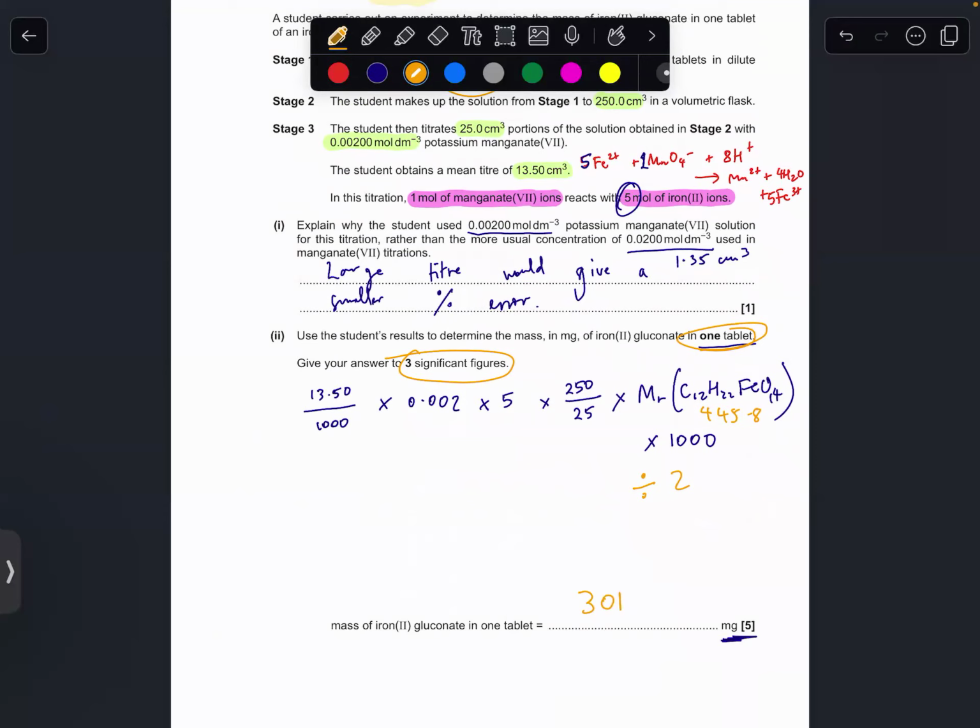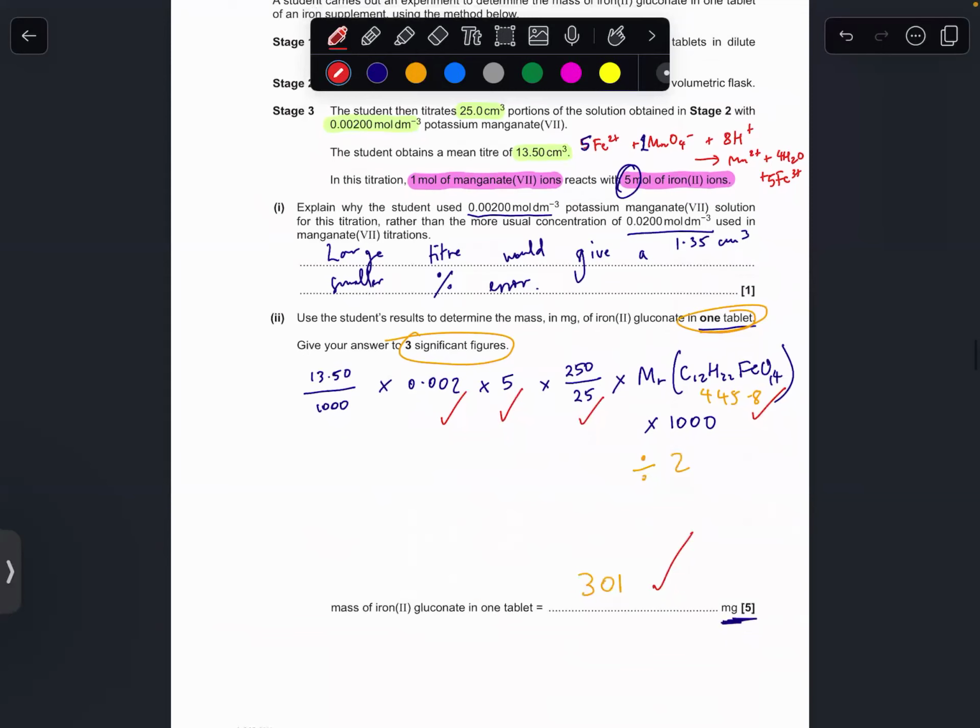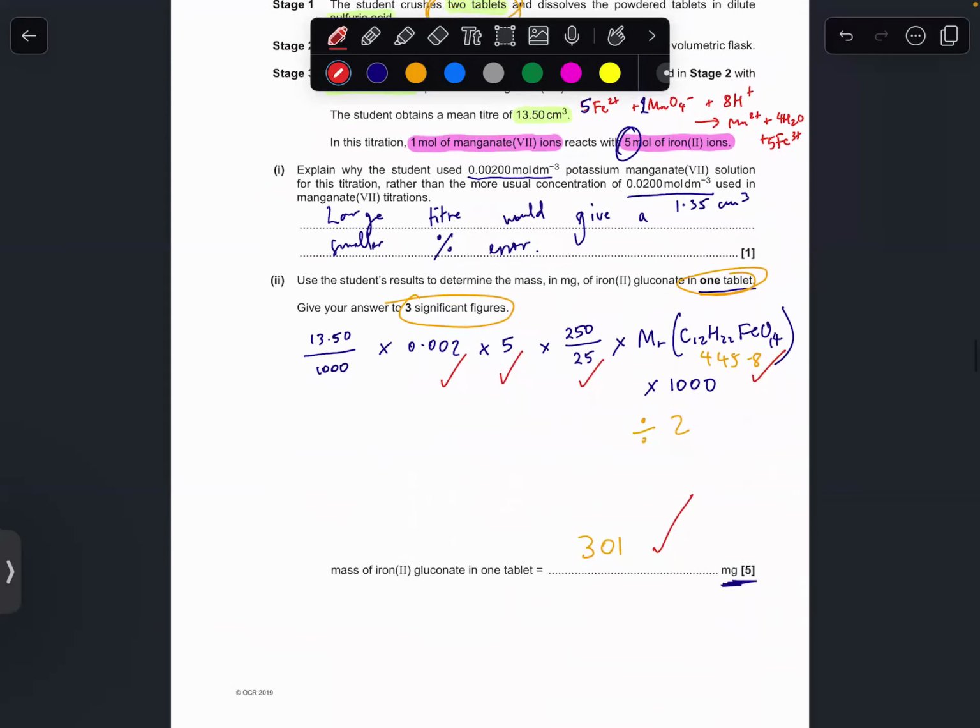If you get 301, where are the 3 marks from? Volume times concentration multiplied by 5 is worth a mark. Multiplied by 10 is another mark. Multiplied by the molar mass is another mark. And dividing it by 2 and converting it to milligrams is another mark. Wonderful. This is the last part of the question, and I think that's the end of that question. Yes, it is.